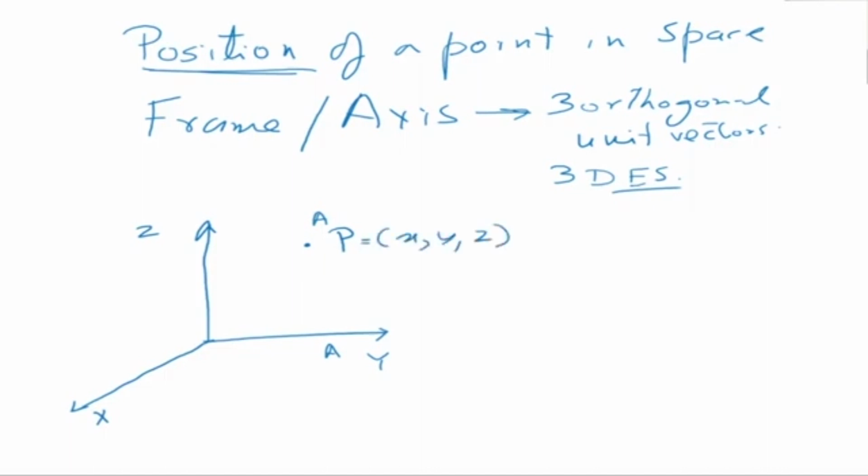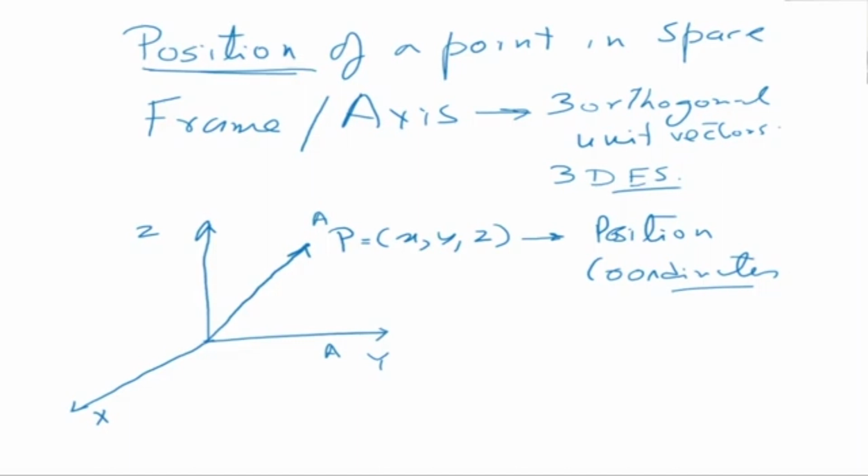What is the meaning of this x, y, and z? It basically means this vector and its projection on the x-axis, y-axis, and z-axis. That is the meaning of Px, Py, Pz. So the position of a point is defined by three position coordinates, and this is what we mean by position coordinates. These are the three position coordinates by which you can define the position of a point in space with reference to an axis. So we always write the position with reference to an axis.